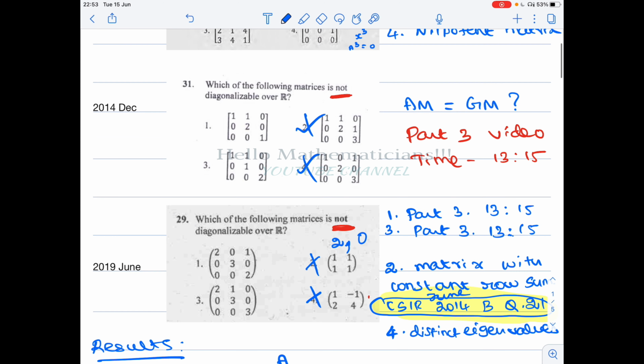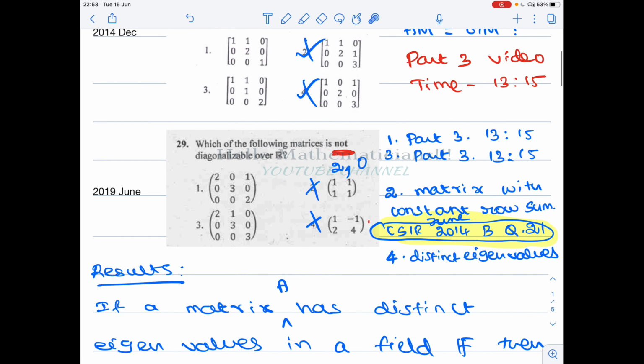Whenever the problem asks for non-diagonalizability, or which of the following statements is false, always underline these things so that you won't forget. We are asked to find non-diagonalizable matrices, so you might end up marking the diagonalizable matrices. Even though you've done the problem, you might lose marks.